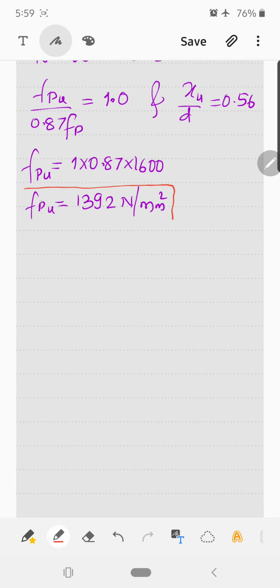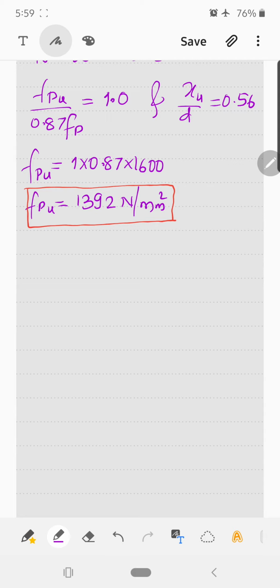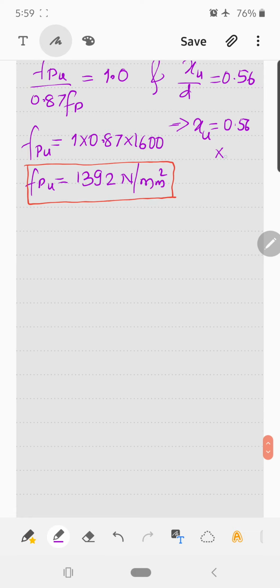This is FPU, the ultimate strength of steel. Now XU by D, the XU value will be 0.56 into effective depth 1600. You will get XU as 896 mm. This is the value of XU.